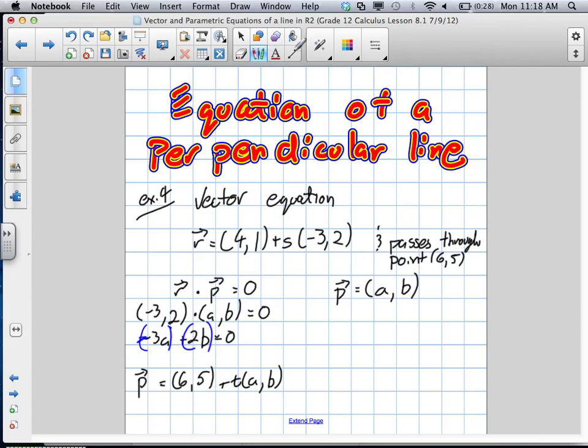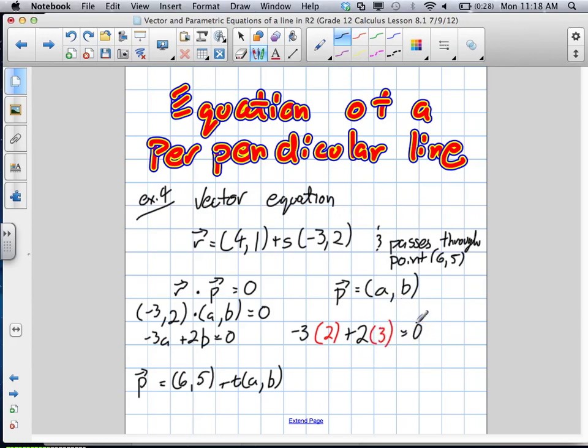The easiest way to do this, because our 3a is negative, if we make A the number 2, and we make B the number 3, when we end up multiplying the two, we'll get -6 plus 6 is equal to 0. Okay? So we just took the coefficient of the other variable, or the number that was in front. So these are now going to be our directional vectors. Okay? Our directional vector is going to be 2 and 3 as our values.